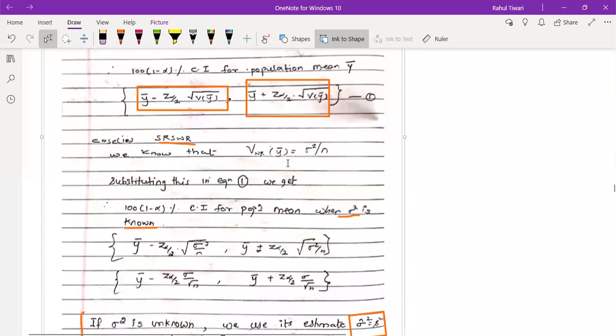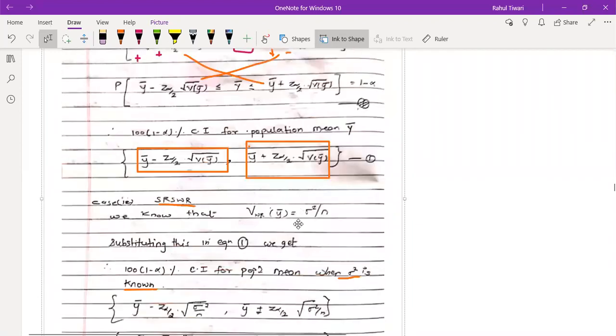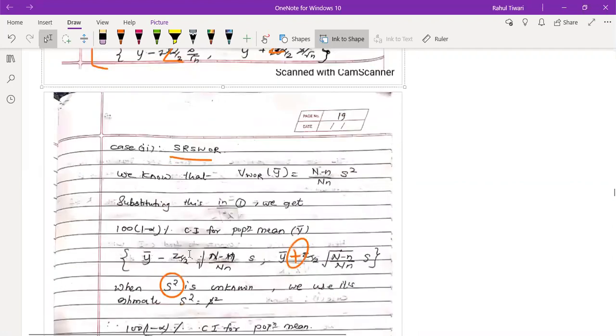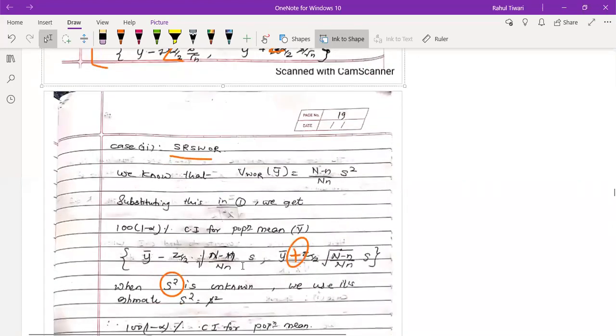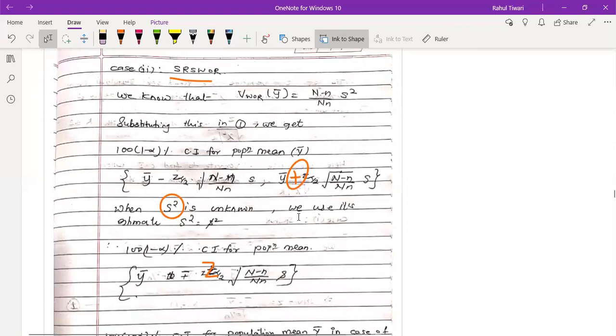So that's what I'm telling you: always remember the mean and variance. Sigma upon root n is the standard deviation. So simply multiply the standard normal value with the standard deviation. Similarly here also you multiply the standard normal value with the standard deviation, which has become this. And if this S square is unknown, we can go for its estimate.